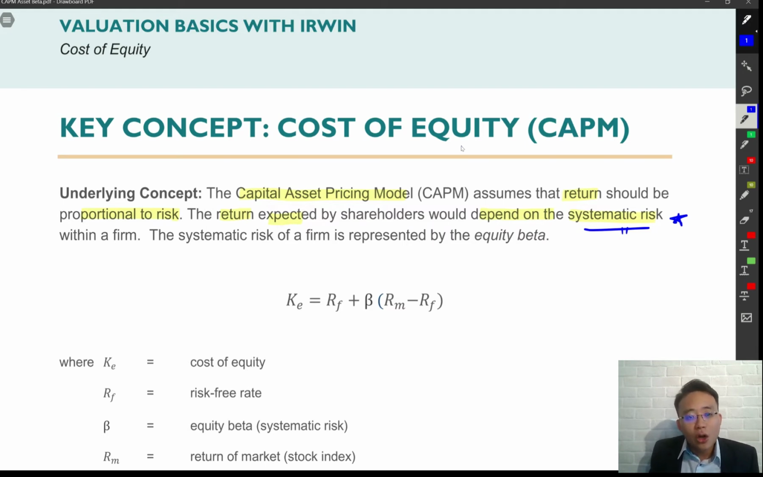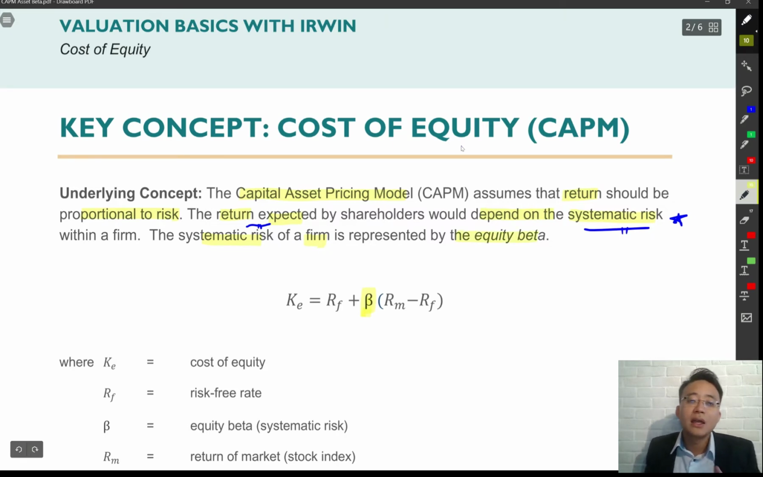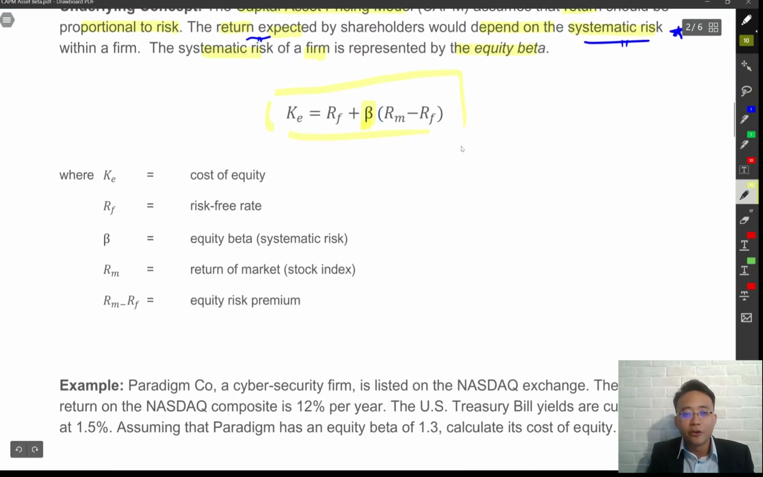So basically, shareholders would want a return based on the amount of systematic risk within a firm. And since this idea of systematic risk is so important, it should come as no surprise that it is within the formula below. This is called an equity beta. And the systematic risk of a firm is represented by the equity beta here. Now, this is the CAPM formula. And within this formula, let's see what the variables are.